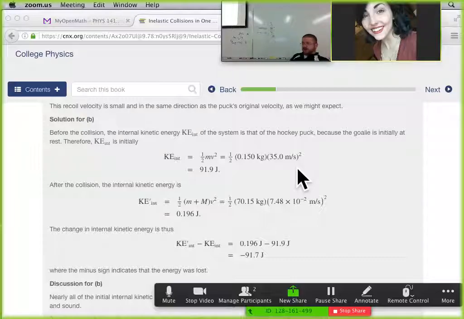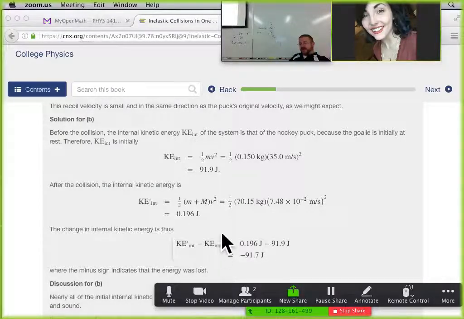What is 35 squared? Anybody know? It's like 1,000, right? That's a big number when you square it. 1225. So it's a big number. And the 7 centimeters squared, that's a tiny number, right? It's not going to be very big for the final, even though you have the mass of the puck and the player, the velocity squared is a tiny little number. So it's going to be a big difference in kinetic energy.